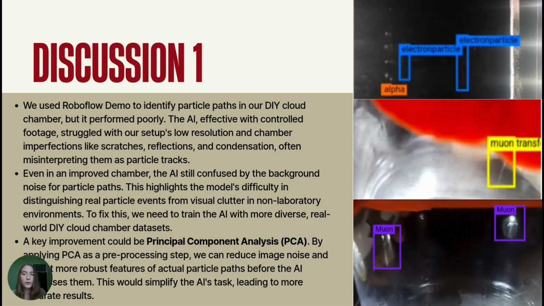For future improvements, the AI should be trained on more diverse real-world datasets, particularly from DIY chambers. Principal component analysis could significantly improve results by helping to reduce this visual noise and extract more robust features of actual particle paths before feeding the images to the AI. This pre-processing step would make the AI's job much easier, allowing it to focus on real particle events rather than distractions.